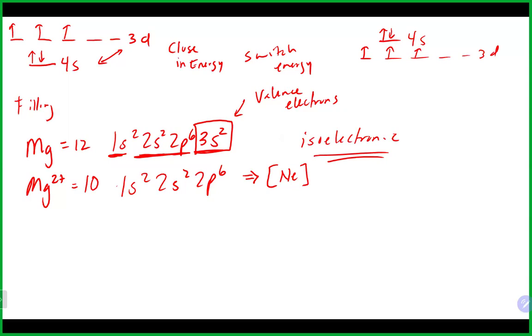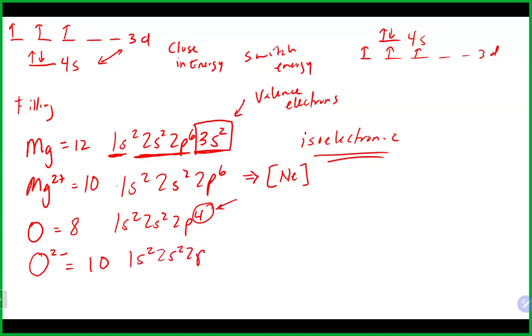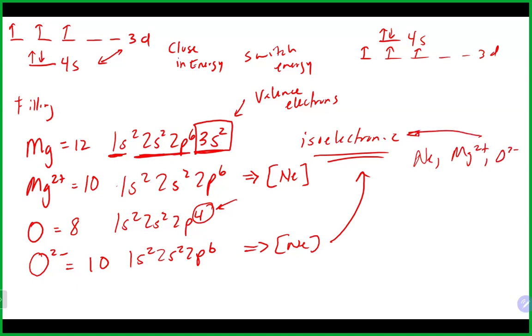If we look at oxygen, with no charge, it has 8 electrons, and it would be 1s2, 2s2, 2p4. Oxygen, which is group 6, we know makes a -2 charge, which means it has gained 2 electrons. And it has room for those electrons in the p subshell. That is where they will end up: 1s2, 2s2, 2p6, which again is neon's configuration. So basically, neon, magnesium with a +2 charge, and the oxide ion are all isoelectronic with each other.